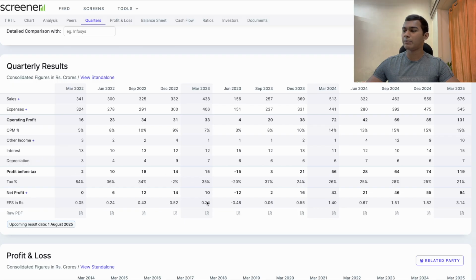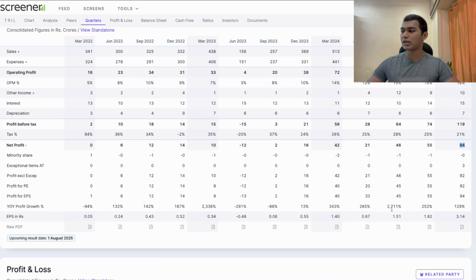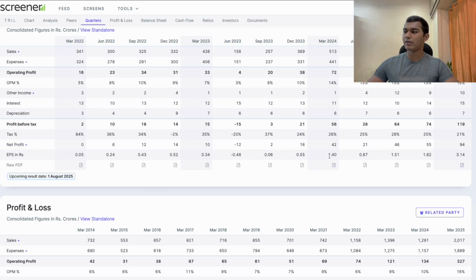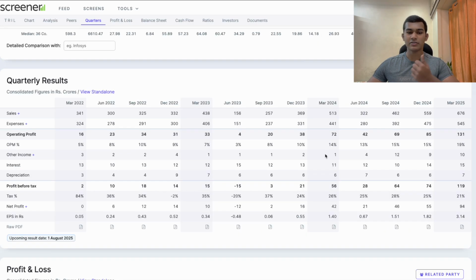Then what you will see, net profit. Company did 42 crores का net profit. Then it did 94 crores का net profit. If you look at it, इधर आपको growth rate भी दिखेगा, यहाँ पर आपको growth rate भी दिखेगा. So company did 130% increase in its net profit. And then EPS में भी आपको दिखेगा, 1.4 से EPS has increased to 3.14. It's approximately 110% growth.